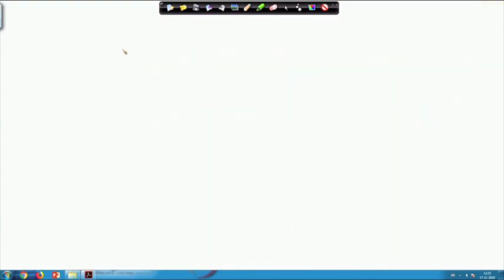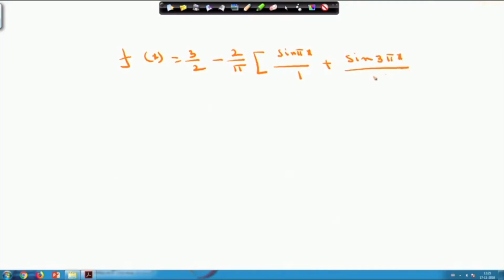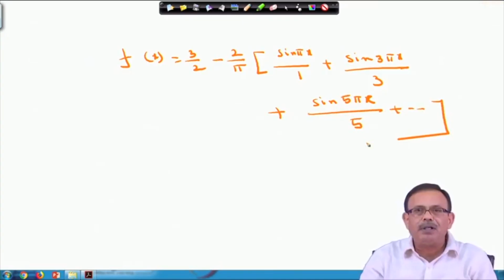So, I can write f x equals 3 by 2 minus 2 by pi into sin pi x by 1 plus sin of 3 pi x by 3 plus sin of 5 pi x by 5, and like this way it will go. So, the function f x can be represented in this particular format.